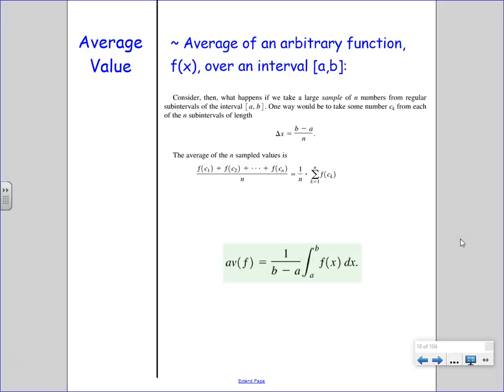At the bottom of the page is the formula for the average value of a function f over an interval a to b. However, you don't necessarily have to write this down. I just want to show you an idea because I thought it was pretty cool. But first, how do we average things?